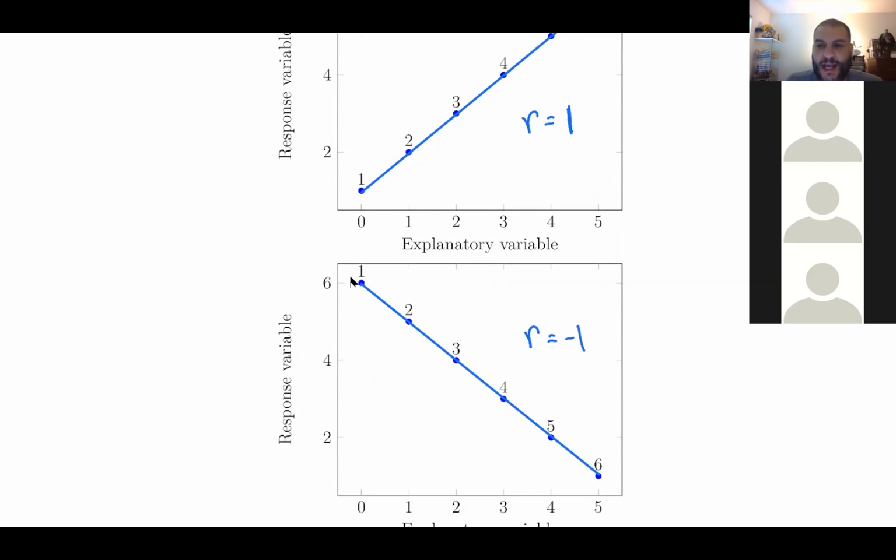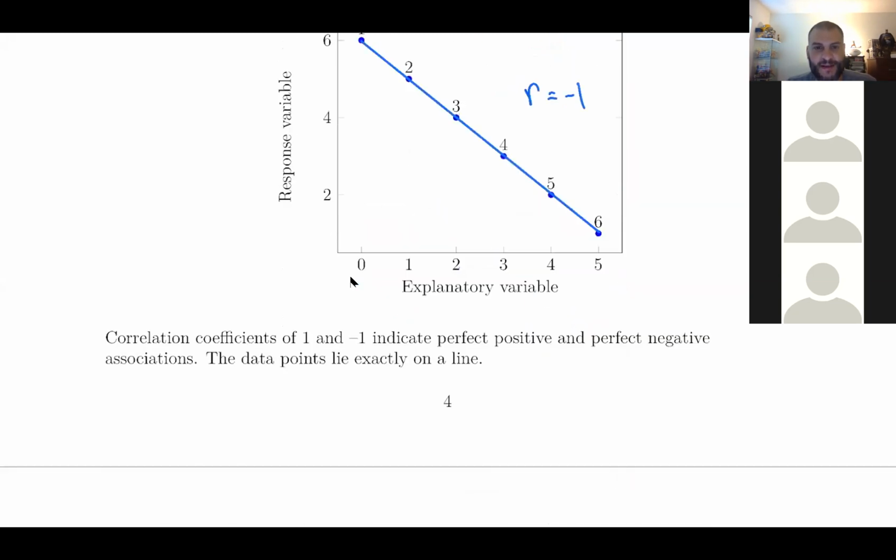So -1 and +1 pretty much both mean the same thing. It means we have a strong correlation. The only difference is that one is saying you have a negative strong correlation, and the other is saying you have a positive strong correlation. All right, so let's move on down.